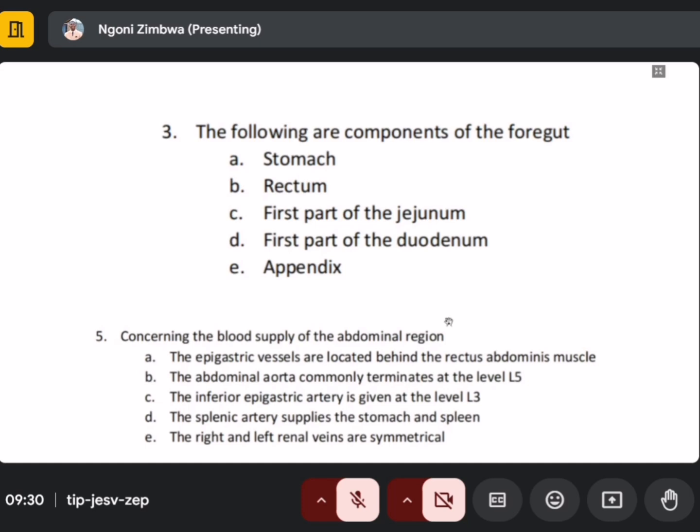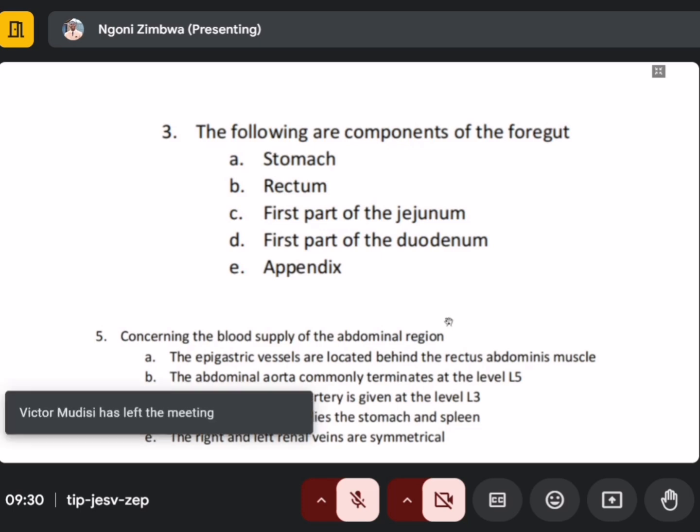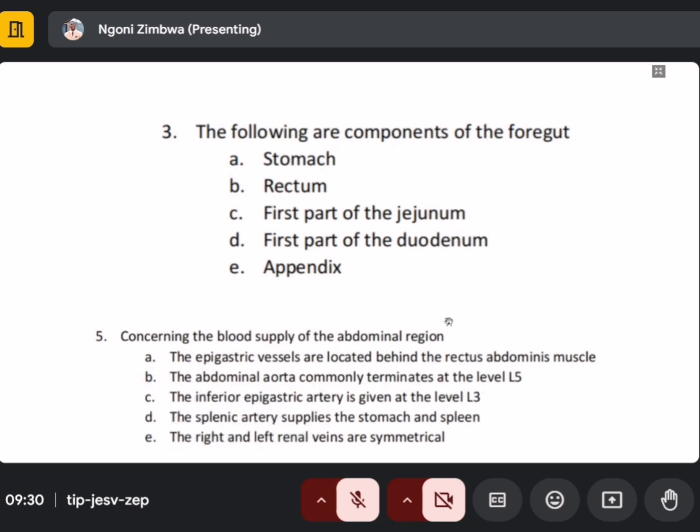The following are components of the foregut. A, stomach. That is true. B, rectum. That is false. Good. C, first part of the jejunum. That is false. D, first part of the duodenum.